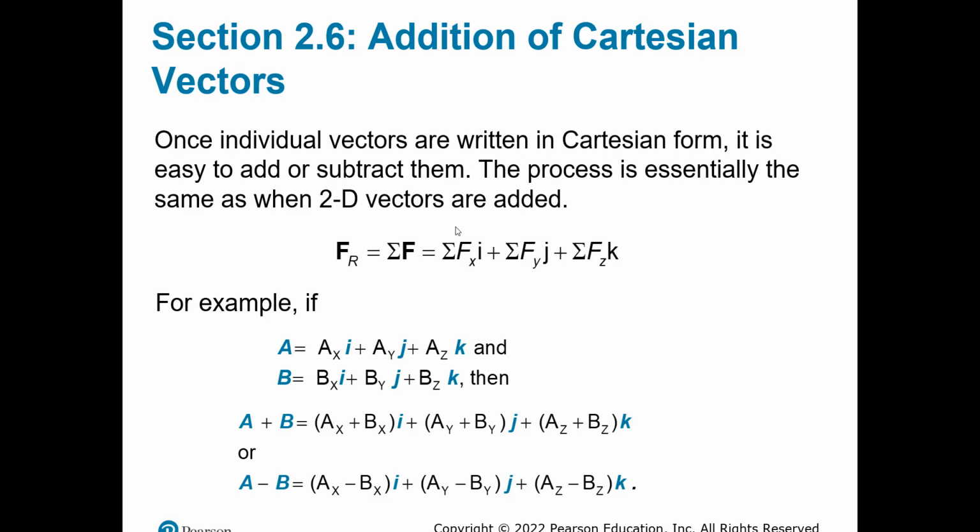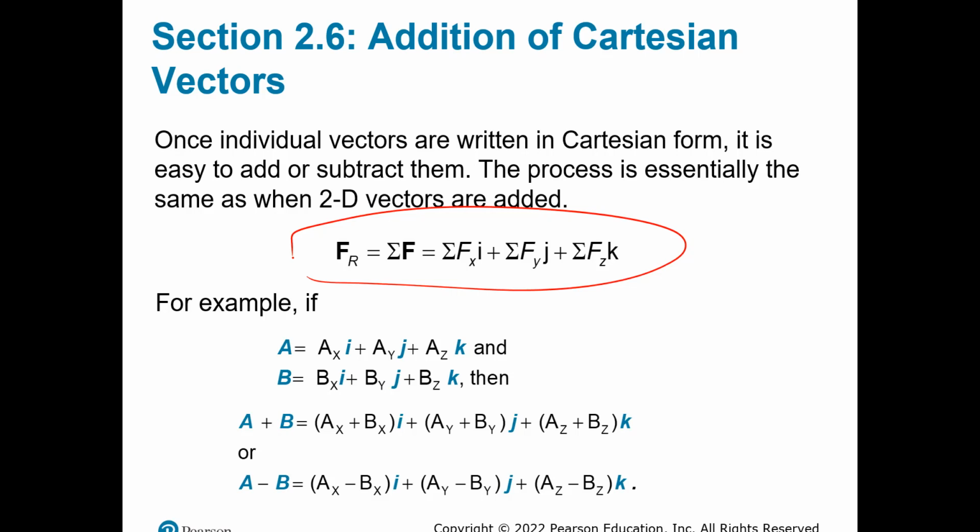So the whole thing with this is that once individual vectors are written in Cartesian form, it is easy to add them or subtract them. The process is essentially the same as when 2D vectors are added. The only thing is that you're adding a third component. You can easily get a resultant force, and that's what you're looking for. So the resultant force will be equal to the sum of all the forces, with x, y, and z directions. I'm pretty sure you're getting a lot of flashbacks from physics, and that's exactly where I'm heading.